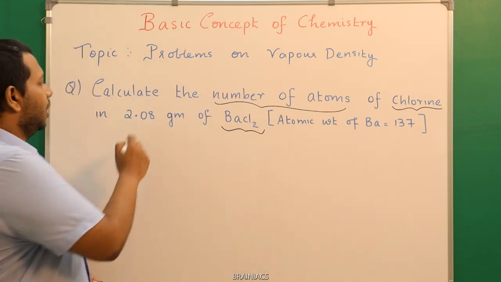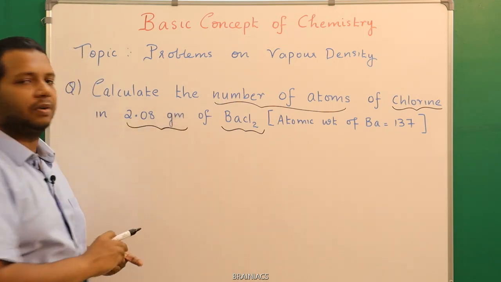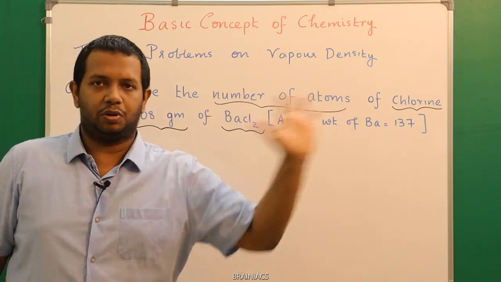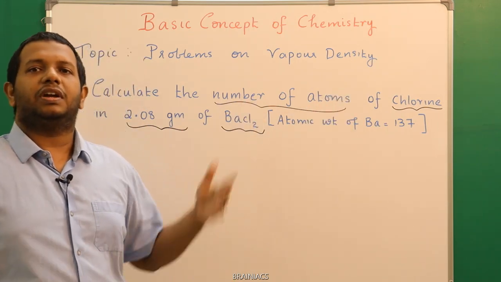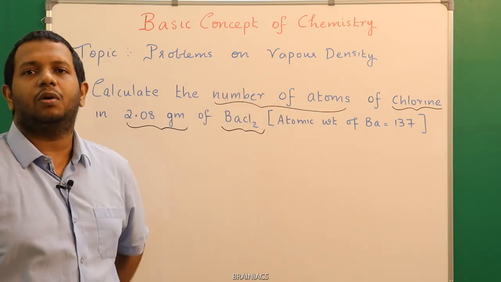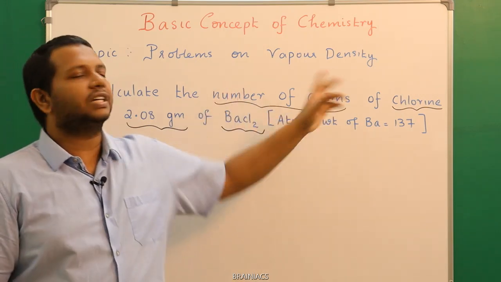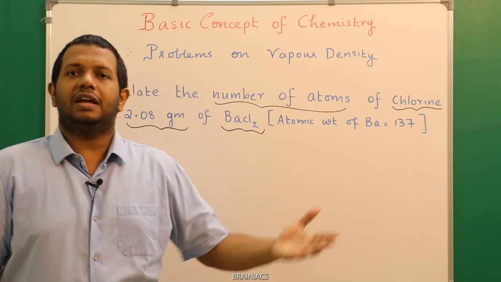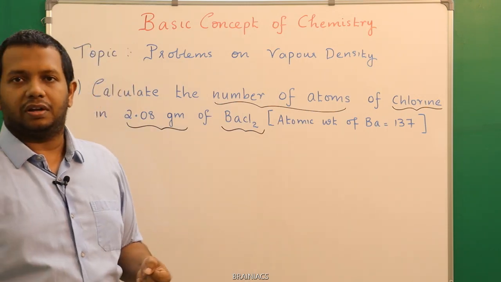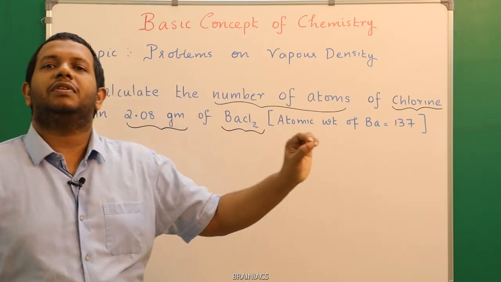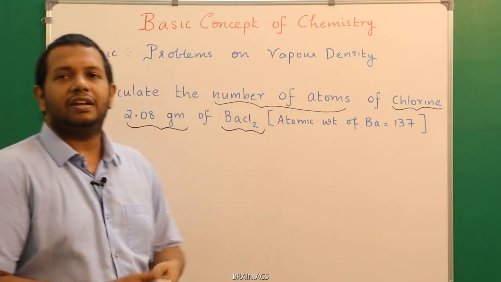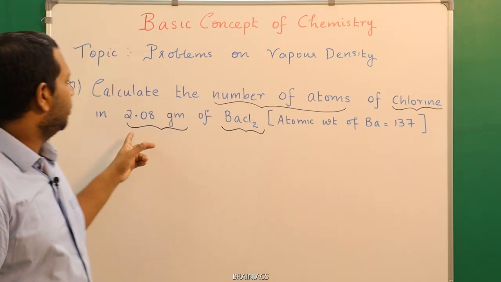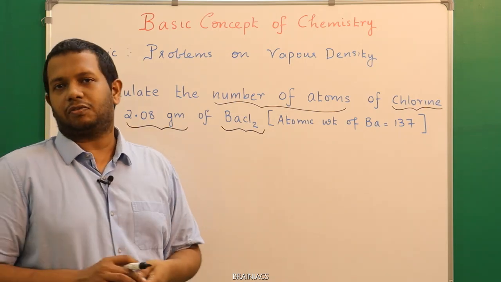They have given mass. We know that if mass is given, we need to convert this into the number of molecules. Once you know the number of molecules, we can find the number of atoms of chlorine. In one molecule, we will check how many chlorine atoms are there. That is called the atomicity of chlorine in barium chloride. Then multiply with the number of molecules. So we should first find the number of molecules. Mass is given, we need to find the number of molecules.